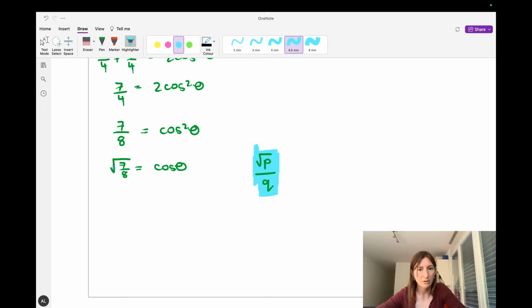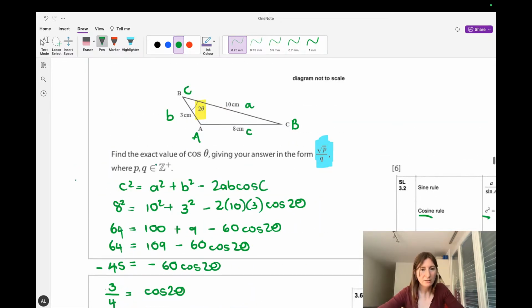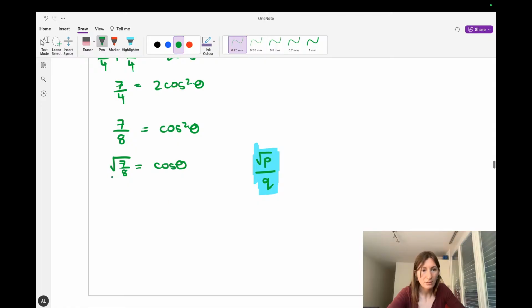So I'm obviously going to have to do something because that's not in root p over q. And have they said what p and q need to be? Where p and q are positive integers. So they have to be positive. Well, they're both positive, so that's fine. Integers, okay. Well, if I write this like root 7 over root 8, that is how I could simplify. That's not in the right form. The top is root p, 7 is a positive integer, but that whole thing would have to be q, and that's not a positive integer. So I need to rearrange.